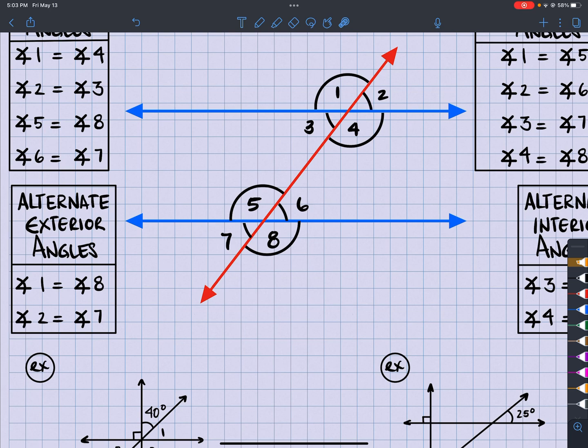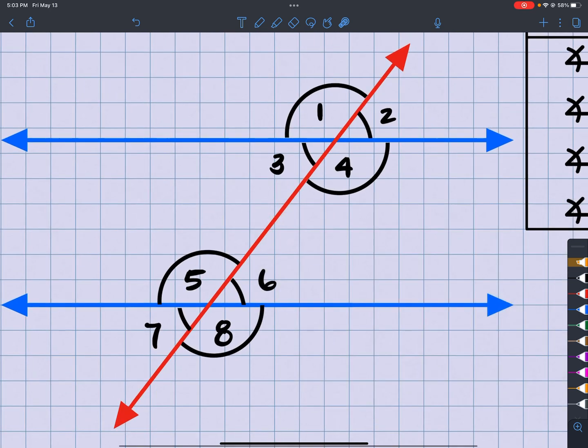So, as I was saying before, in terms of supplementary, 1 and 2 are supplementary because if you add those two angles together, it'll give you a straight line. 2 and 4 are supplementary because that's going to create a straight line.